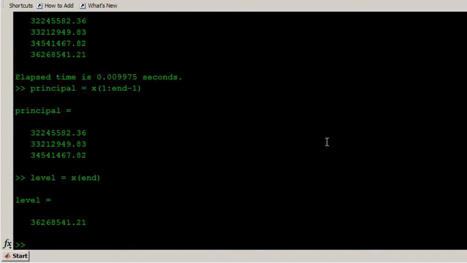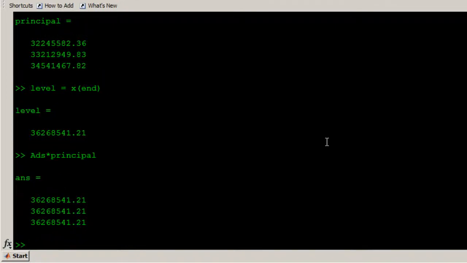And let's check on the debt service. Let's make sure it's level. How about that? Sounds good. Remember, we built up this ADS just for this purpose. We said that if we multiplied ADS times the principal, we should get out the debt service. So let's do that. And wouldn't you know it, the debt service is level. It's the same in every period, and it's also equal to that last element of our matrix.